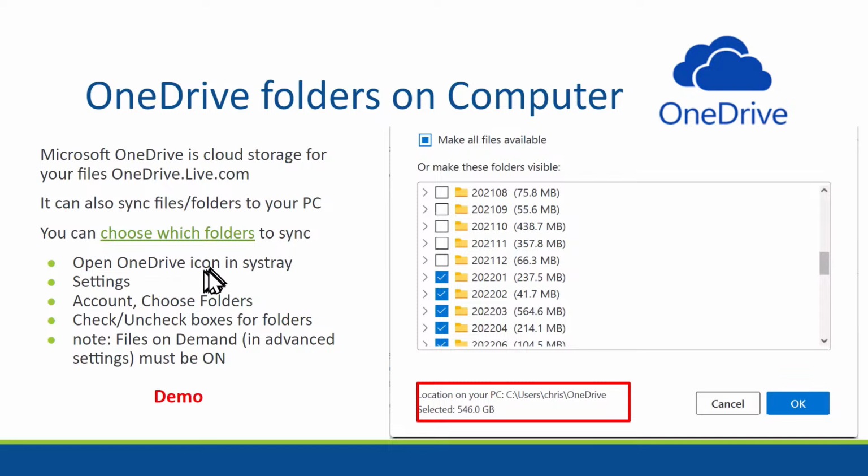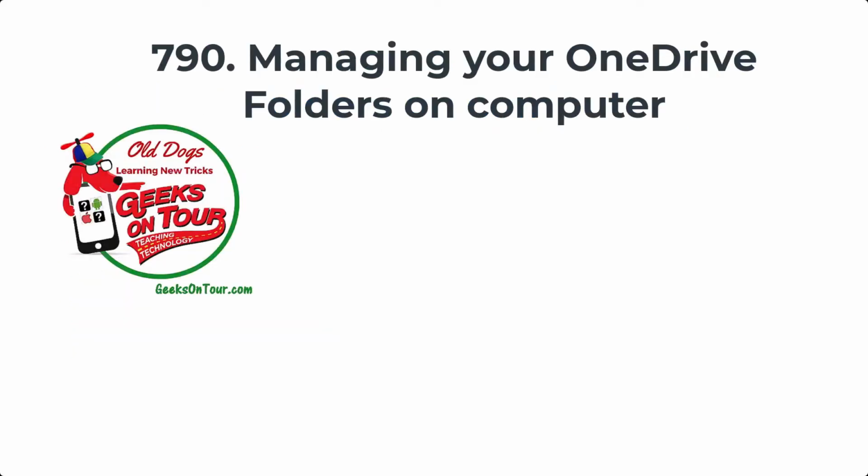You open the OneDrive icon in your system tray, you click on Settings and then Account and choose Folders, and you can check or uncheck the boxes for the folders that you want or don't want. That will be reflected in the location on your PC specified as your OneDrive folder.